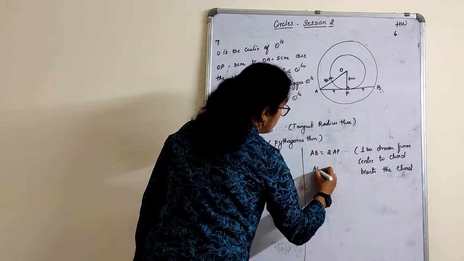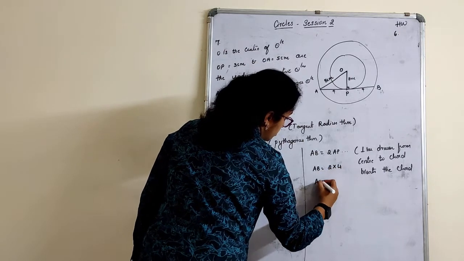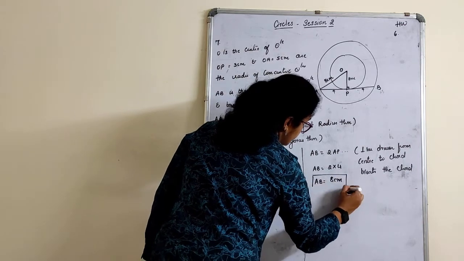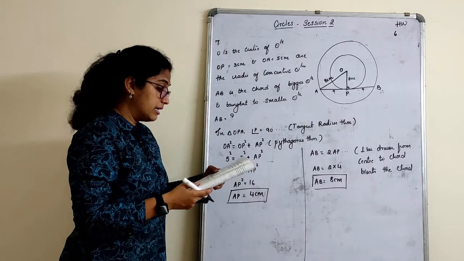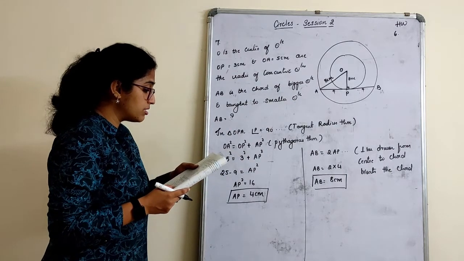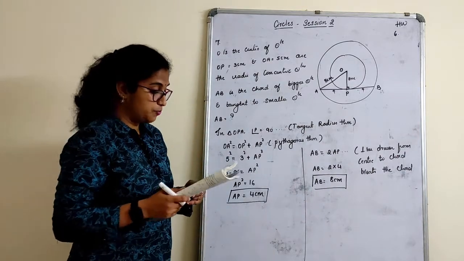So AB is equal to 2 into 4. So AB is equal to 8 centimeter. We assume this is 4 and this is 4. Total measure of AB is 8 centimeter. That is what they had asked: find the length of the chord of the larger circle which touches the smaller circle, which is 8 centimeter.